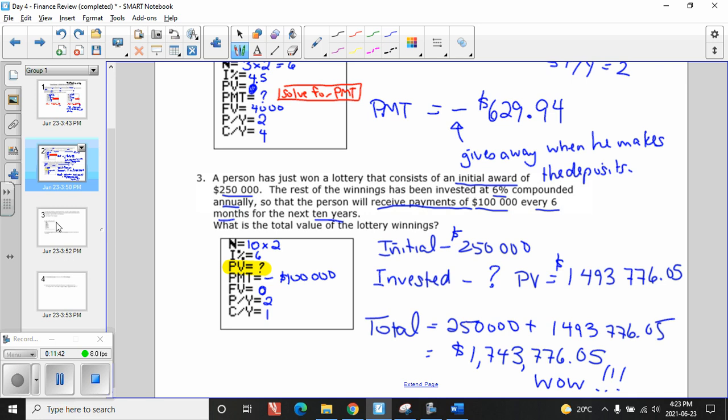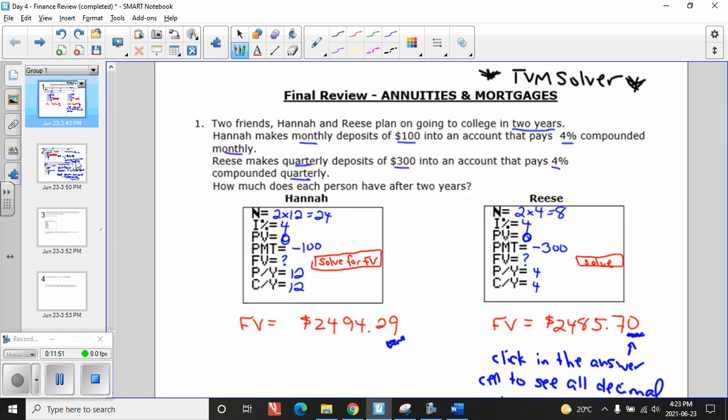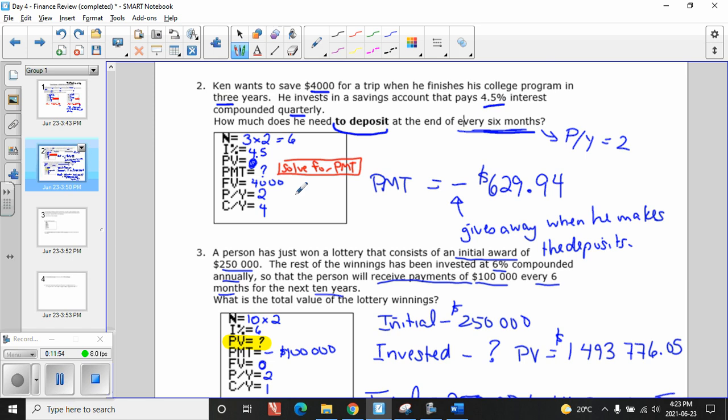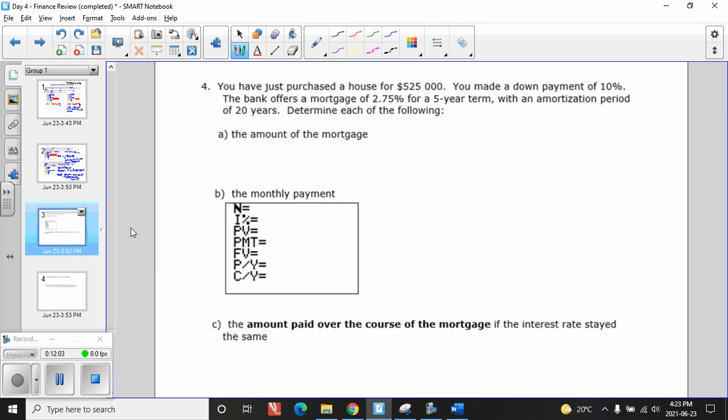All right, so we've got a couple more scenarios. These ones we've looked at so far, comparing two different savings plans. We've looked at another savings plan, a lottery winning where we're removing money over time from the lottery prize. And then on the back here, we're focusing on a mortgage question. So you've just purchased a house for $525,000. You made a down payment of 10%. The bank offers a mortgage of 2.75% for a 5-year term and an amortization period of 20 years. Determine each of the following.